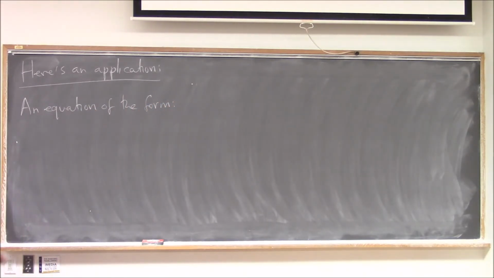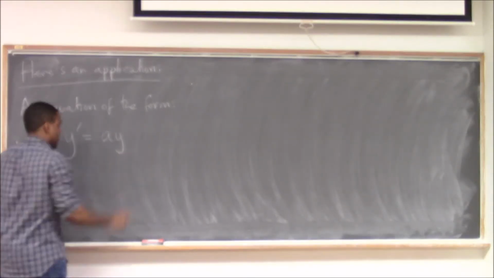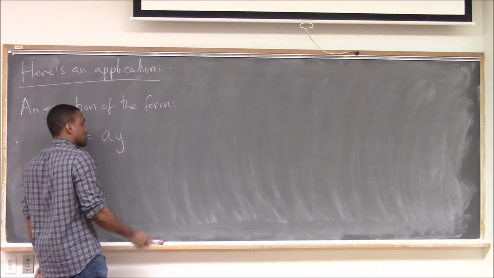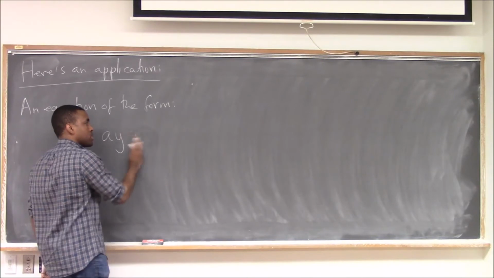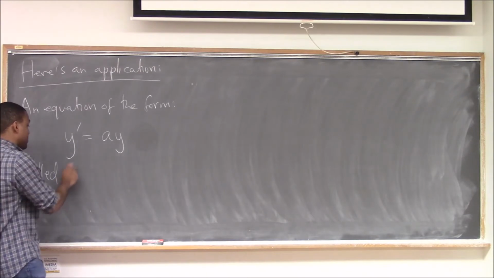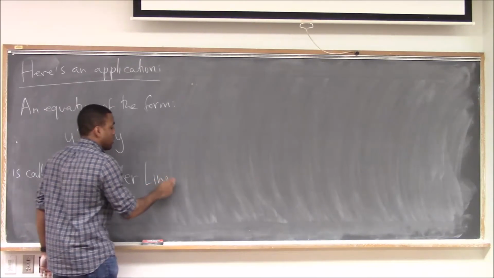I'm going to talk about a very specific kind of differential equation. Technically there could be a plus b here, but I care about the ones that don't have the constants. An equation of this form is called a first order linear differential equation.